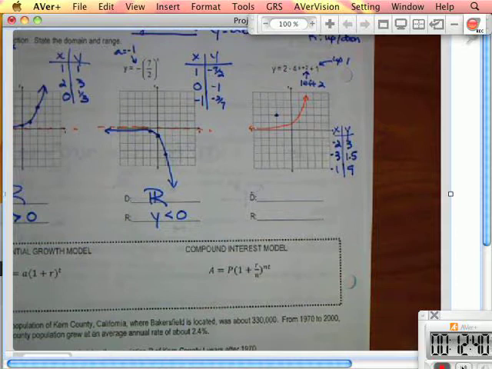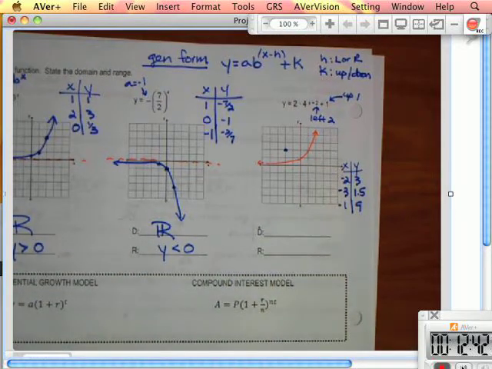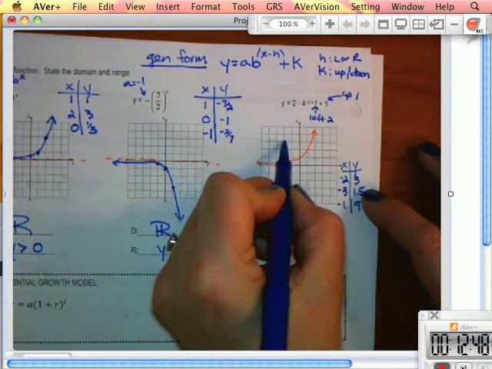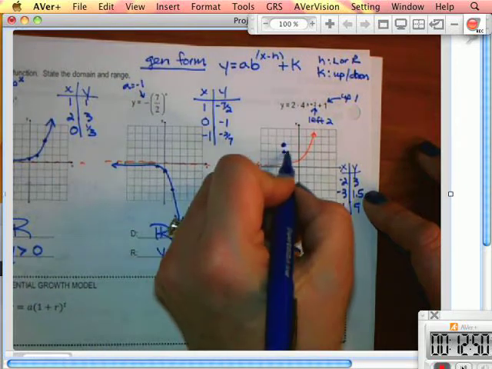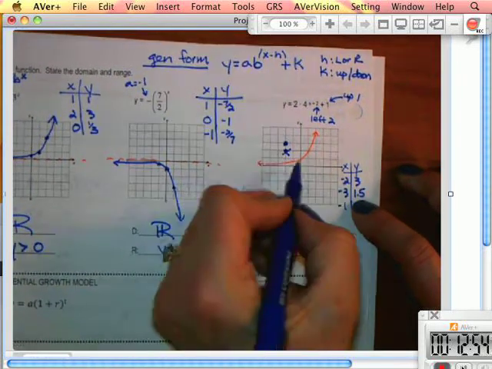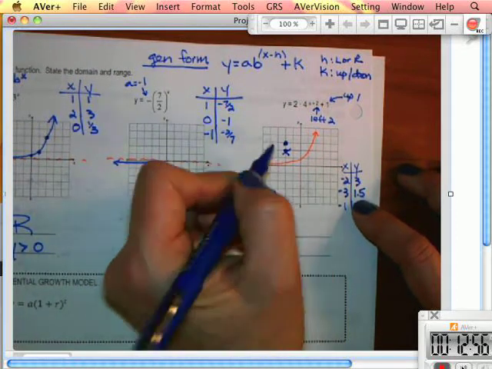The e is usually the y-intercept, but you're right, Tracy. Let me think about this. Let's see what happens. Negative 2, 3. You're right. This is where it's supposed to be. Thank you. Negative 2, 3. Negative 3, 1.5.